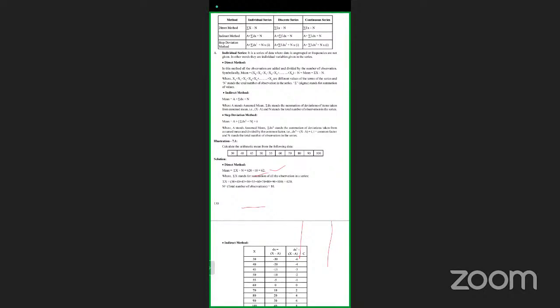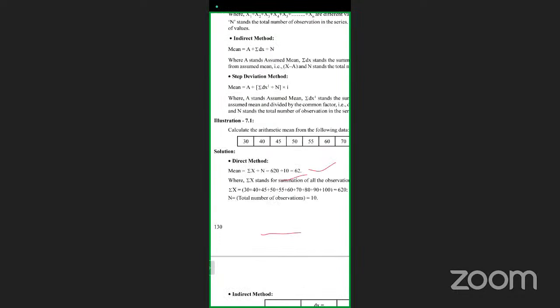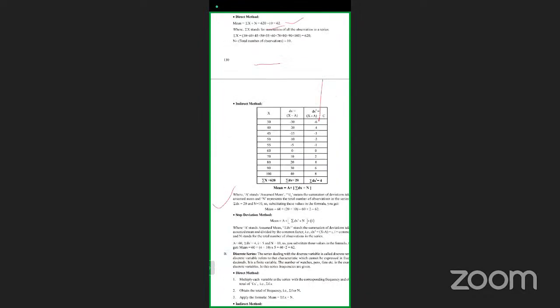Then it is divided by the common factor, that is, x minus A divided by i. Capital X minus A divided by i. The common factor is 5 here. i is equal to the common factor and n stands for the total number of observations. You remember this formula: A plus summation of d of x divided by n, into i. A is the assumed mean, n is the number of observations, and dx you calculate by subtracting the assumed mean from each number. In the step deviation method, you will get these numbers.